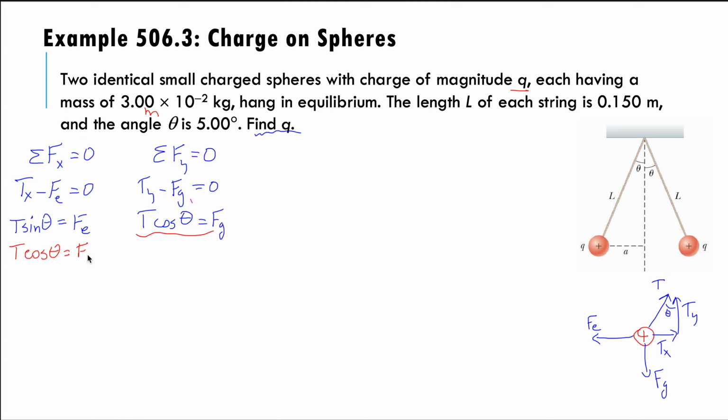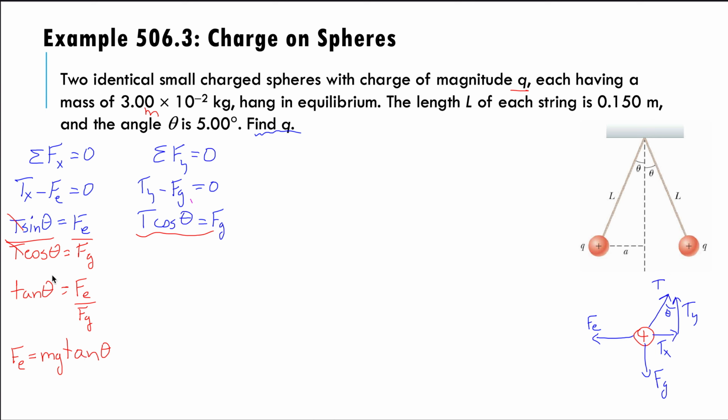Now, to get rid of tension, we can divide the two equations. When we divide them, the tension is going to cancel out, and sine of theta over cosine of theta simplifies to tangent of theta. That's why this is a nice trick. It really simplifies things. This is going to equal Fe divided by Fg. Let's go ahead and get Fe by itself, since that's what we're going to need eventually. So Fe is going to equal Fg times tan of theta, and Fg is just the weight mg. Okay, so we have an expression for Fe.